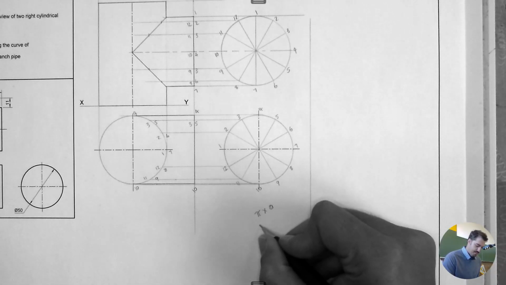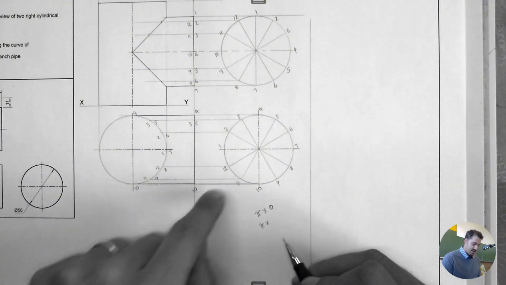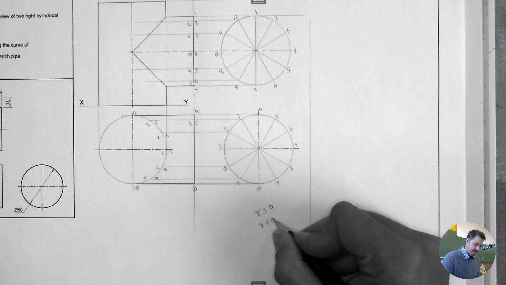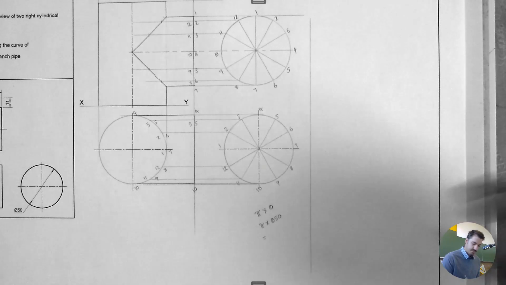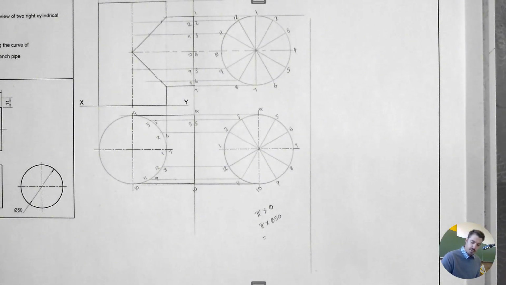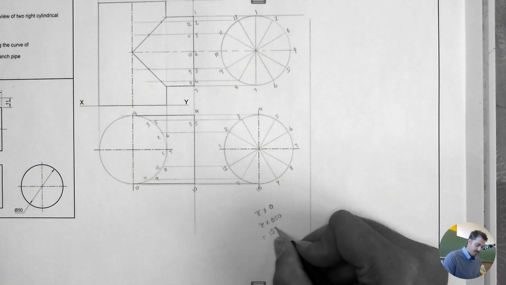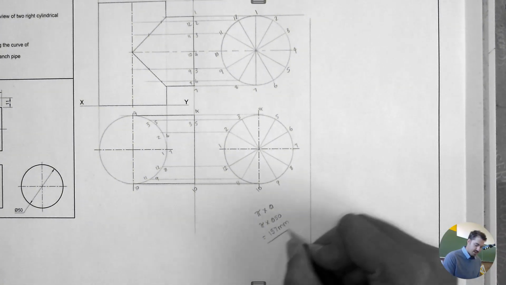The formula is pi times the diameter. For the branch pipe, the diameter is 50. So pi is 3.14 times 50. That gives me 157 millimeters. So what does this mean?